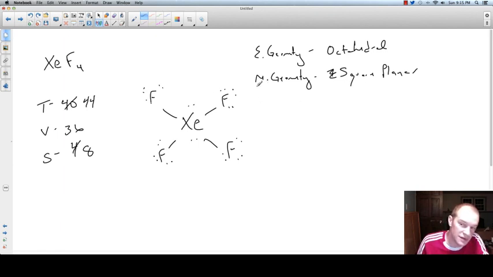Okay, so hopefully this helped you to figure out exactly what's going on here. Hopefully it gave an appreciation on how to do expanded octet electron configurations.